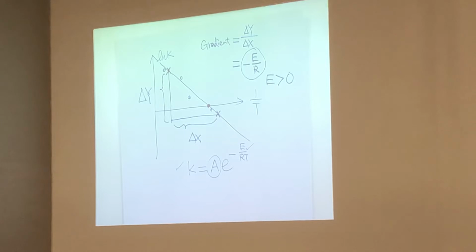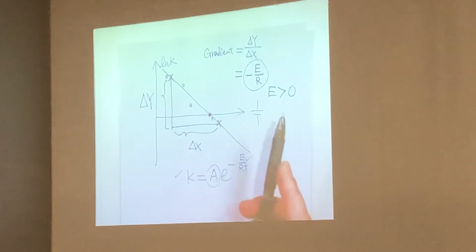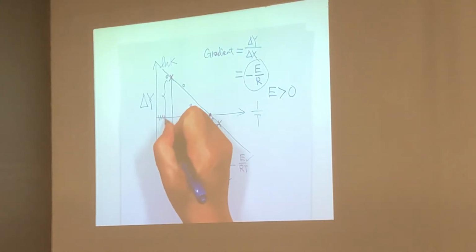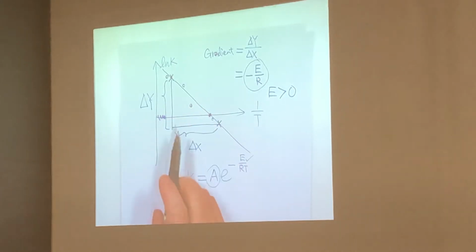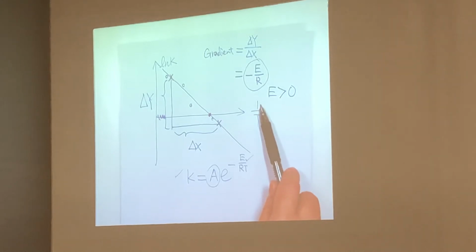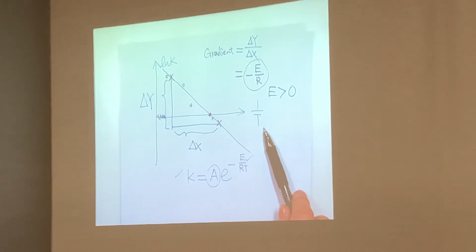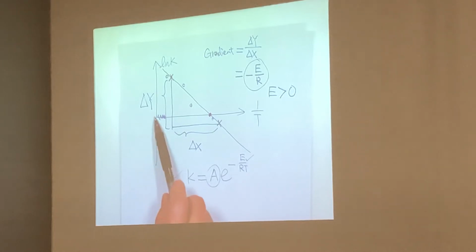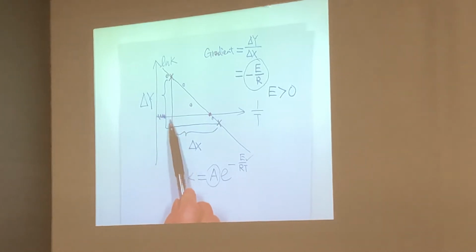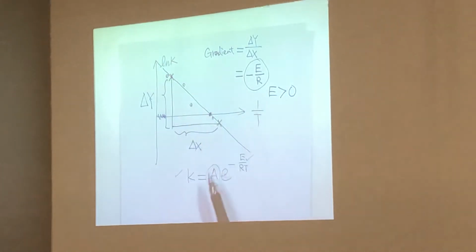You cannot always find it from the extension, because sometimes you may not have a starting point from here. You may start from somewhere else because your 1 over T is a very small value. You may not start from 0 here. It's fine. In that case, don't extend to find your A. Use this equation to find your A. Are you all clear? Okay now? So this is for topic 2.